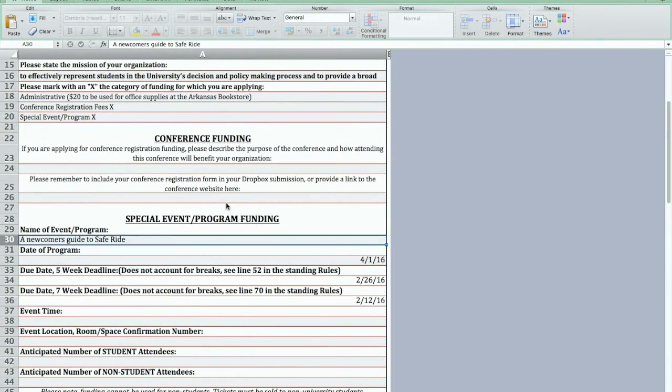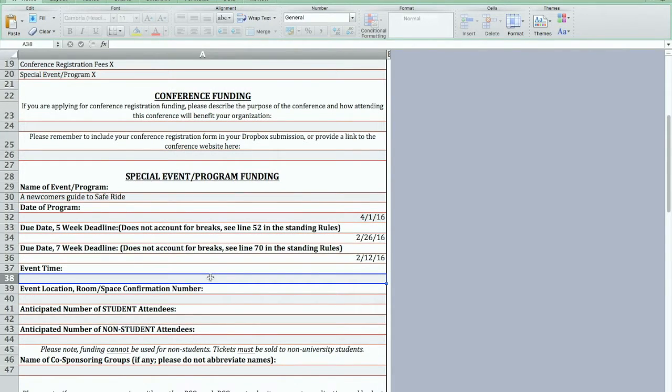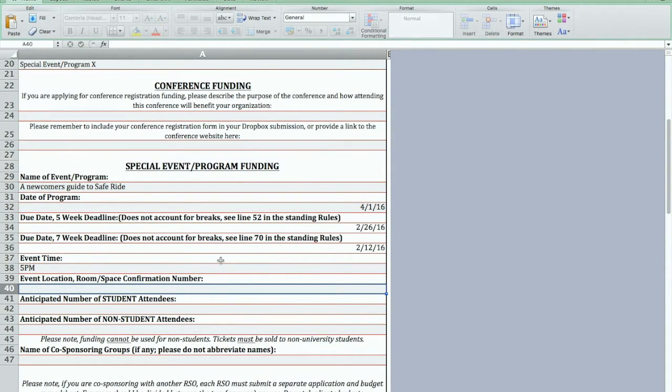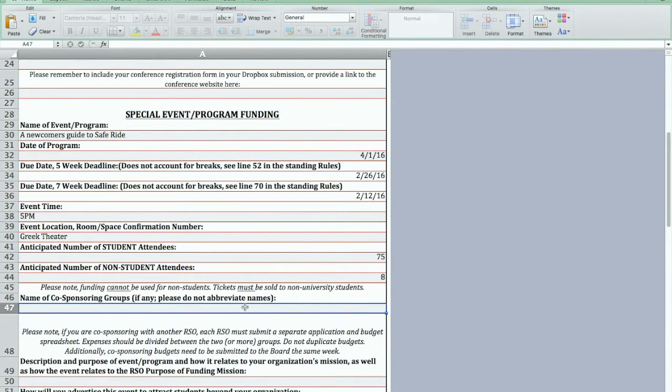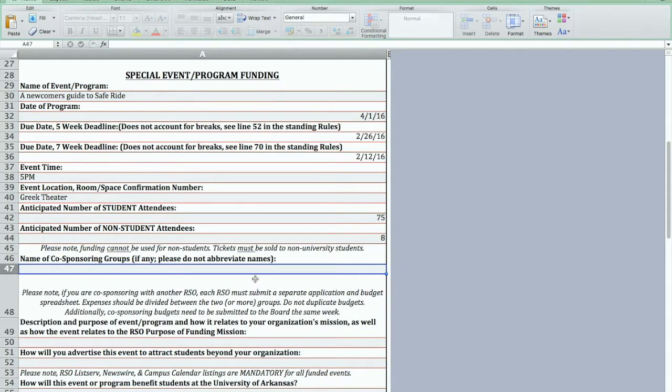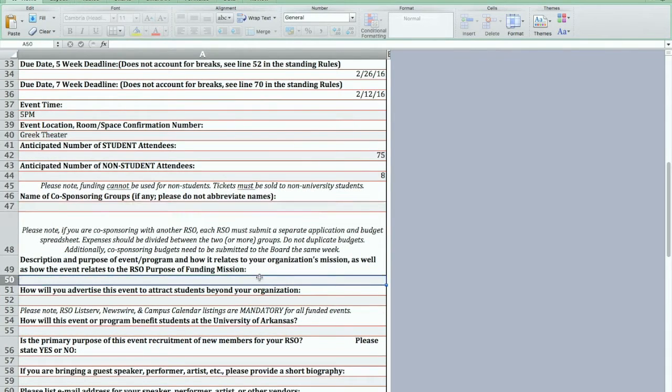Okay, so going back to the budget, the event time, let's go ahead and put 5 p.m. The event location is going to be the Greek Theater. We anticipate 75 students being there. And we're going to go ahead and make this a non-ticketed event, which means no more than 10 non-students. Let's say that we anticipate 8 non-students being there. We're not going to have any co-sponsors for this event.